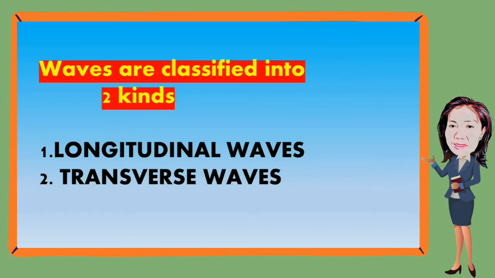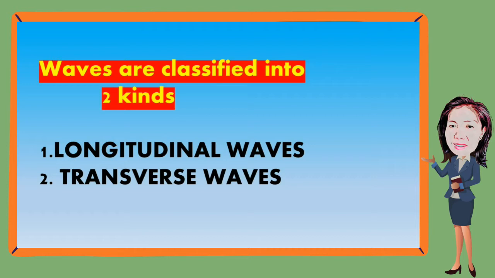So let's review first in your grade 7. I think na-discuss na ito. So let's describe first waves. So there are kinds of waves. So waves are classified into two. One of these is longitudinal waves, and the other is transverse waves.